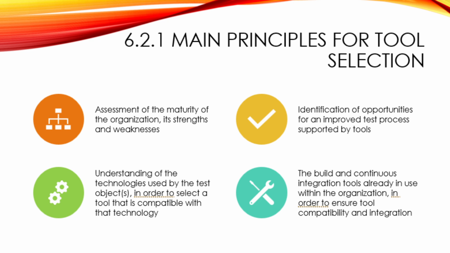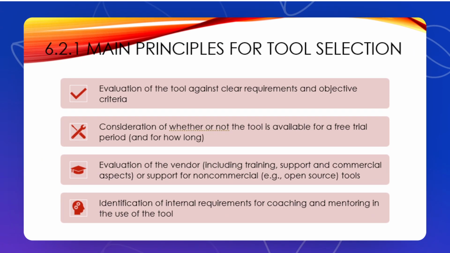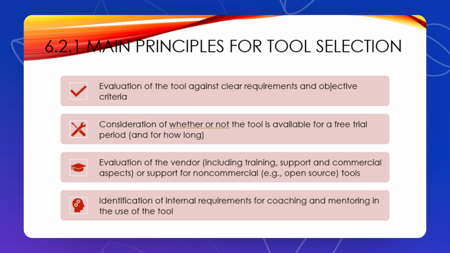The build and continuous integration tool which is already used in the organization matters, in order to ensure tool compatibility and integration. So we should also keep in mind which CI/CD pipeline we are using, and whether this tool is supporting it or not. Another main principle of selecting tools is evaluating the tools against clear requirements and objective criteria. There should be clear requirements, and the tool should fulfill all the requirements.